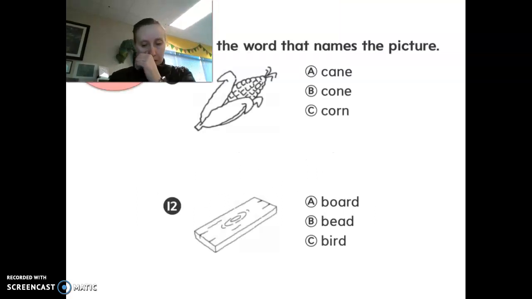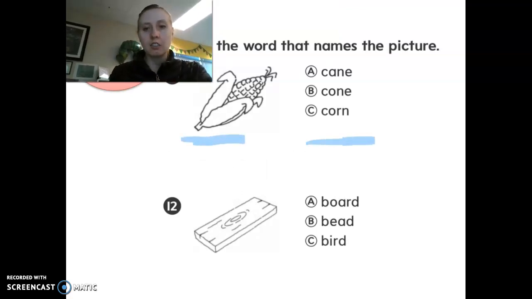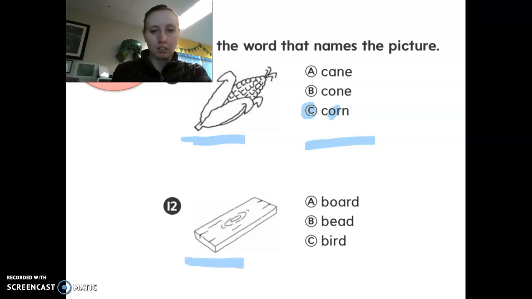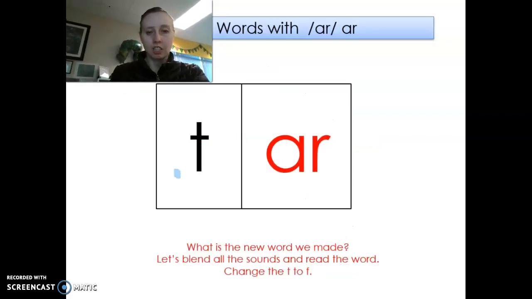Okay, so let's look at 2 of these. This is corn. Look for the spelling of the sound in the word corn. I'll give you 3 seconds. 3, 2, 1. If you said O-R, you're right. O-R says or. Okay, this is a board. Look for the spelling of the sound in the word board. 3, 2, 1. It would be O-A-R. O-A-R also says or.